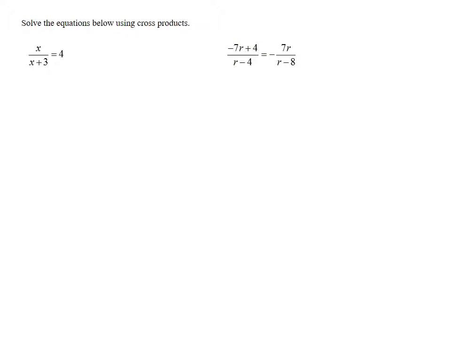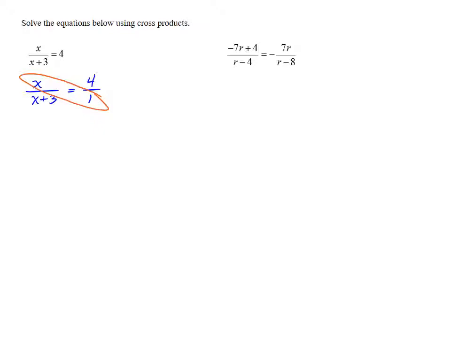Here are two more examples of solving equations using cross products. Remember, we can only use this technique if we have a proportion, a fraction equal to a fraction. This first equation may not look like it's a fraction equal to a fraction, but the 4, any whole number, can be written as that whole number over 1. So when I write it that way, you can clearly see that it is a fraction equal to a fraction. So we can set the cross products equal.